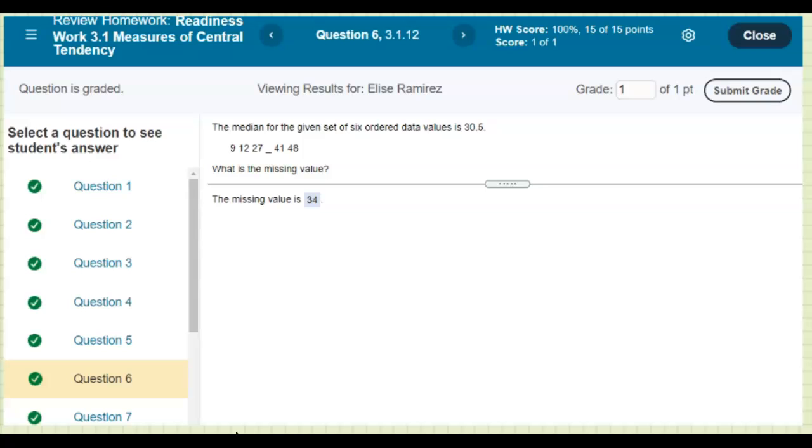So this is from section 3.1. The first problem is number 6. It says the median for the given 6th order data value is 30.5. And we're given 5 of the values, but one of them is missing. So we've got to figure out that missing value.